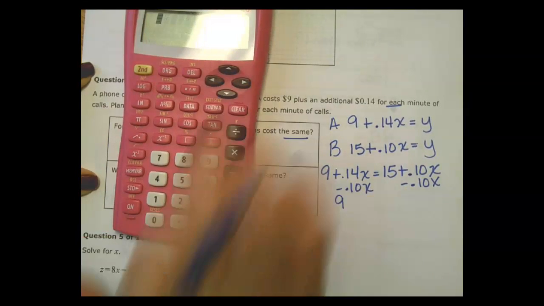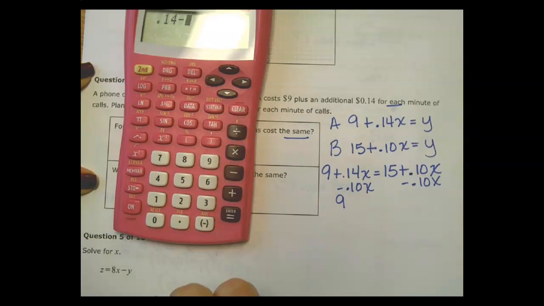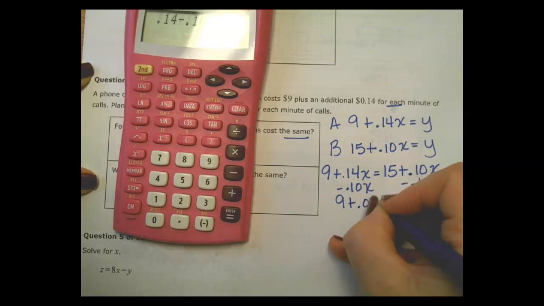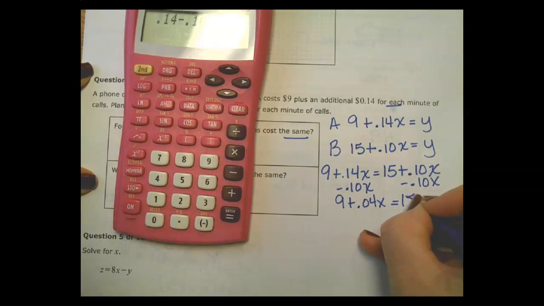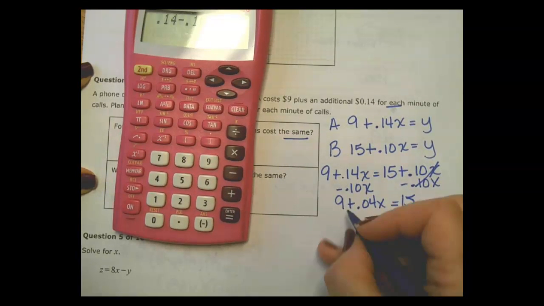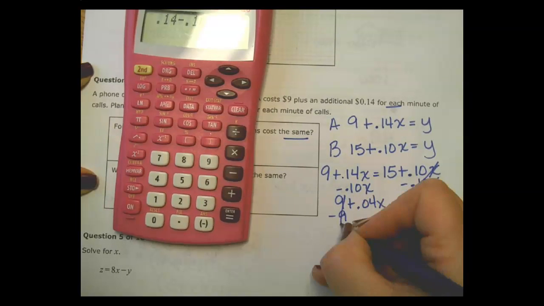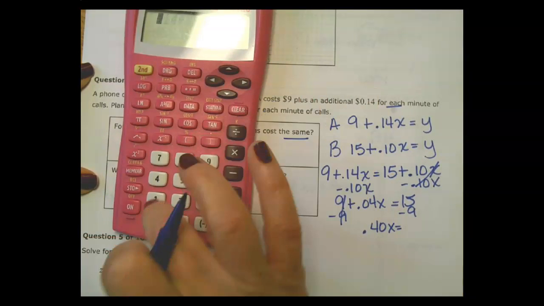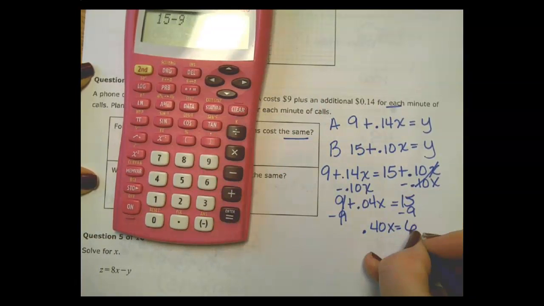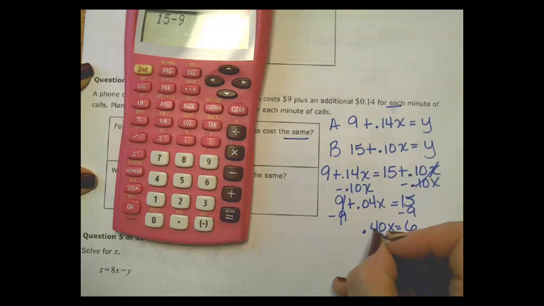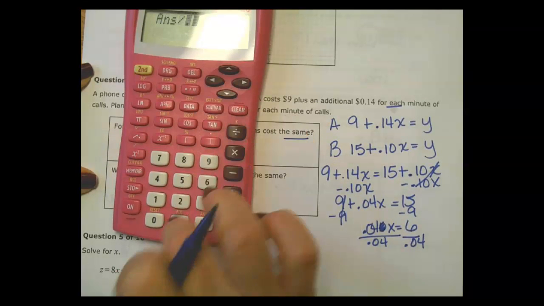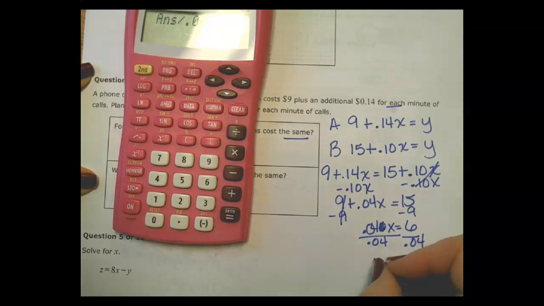Make sure you use your calculators just to make sure, even though you think you know it. So that's a positive 0.04x is equal to 15, because that canceled out. Now I'm going to subtract 9, so that cancels out. 0.04x is equal to 15 minus 9. Again, if you're not sure, punch it in. Divide by, I wrote that wrong, 0.04. Divide both sides by 0.04. So 6 divided by 0.04, and that's going to give me 150.